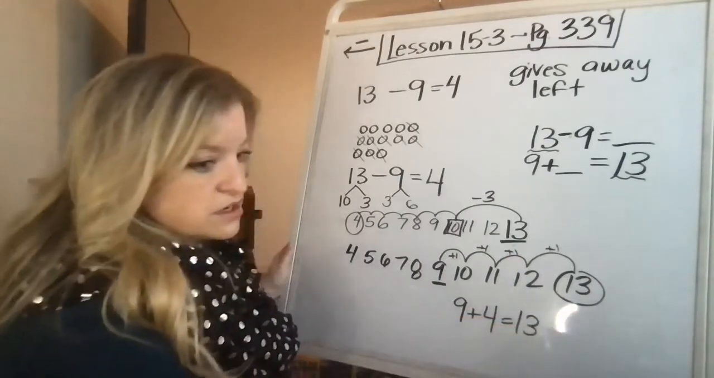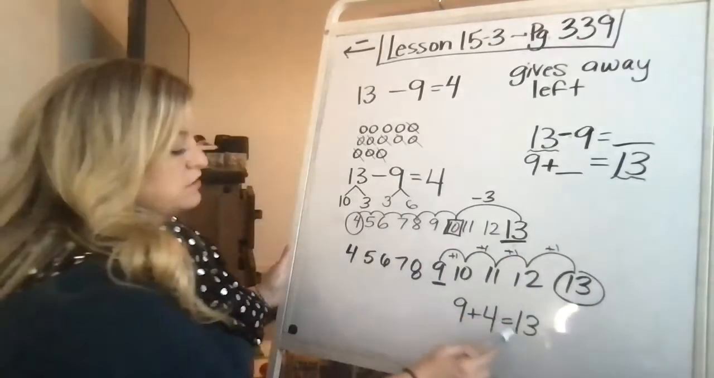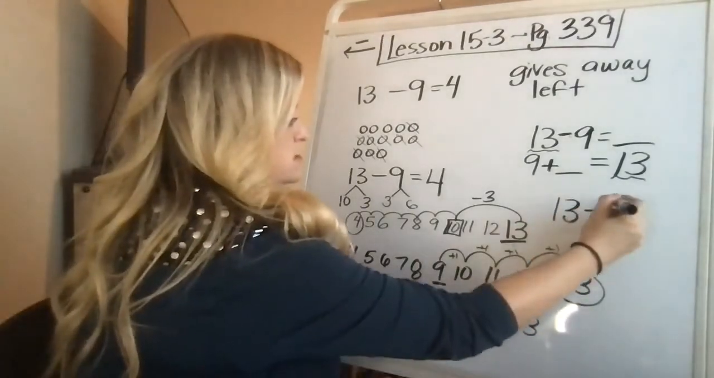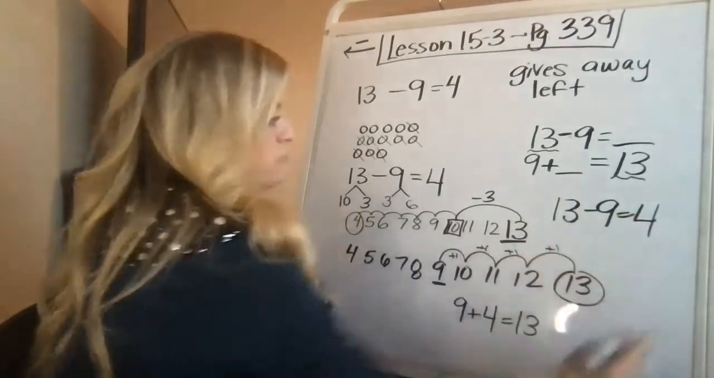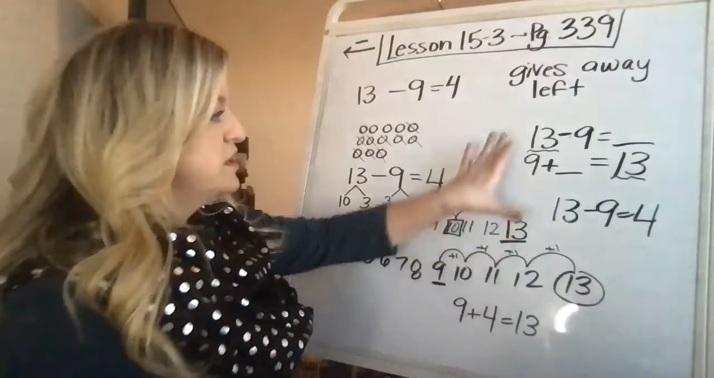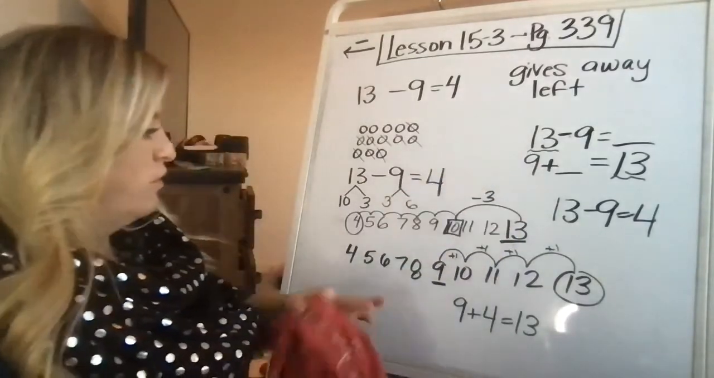They did addition. So if 9 plus 4 equals 13, 13 minus 9 must equal 4. There are 4 beads left. So that's what your book is showing you, this opposite way.